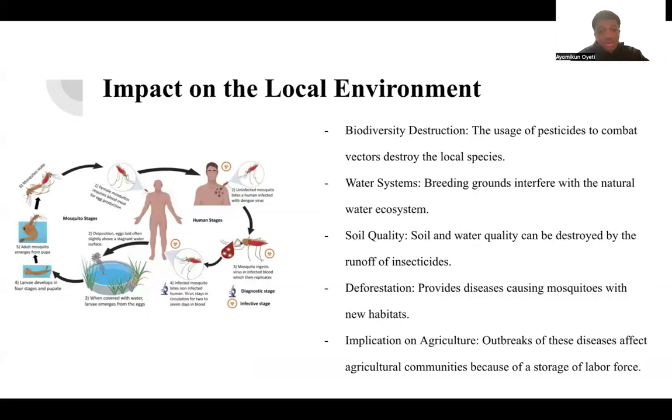Impact on the local environment: biodiversity destruction. The usage of pesticides to combat vectors destroys local species, water systems, and breeding grounds, and interferes with the natural water ecosystem. Soil and water quality can be destroyed by the runoff of insecticides. Deforestation provides disease-carrying mosquitoes with new habitats to grow. Implication on agriculture: outbreaks of these diseases affect agricultural communities because of the shortage of labor force.